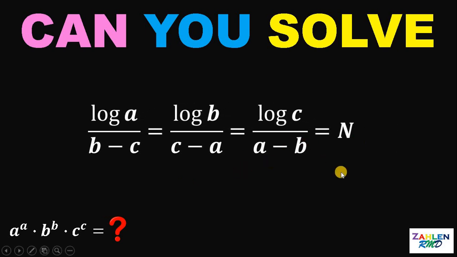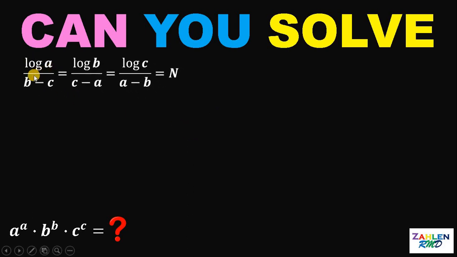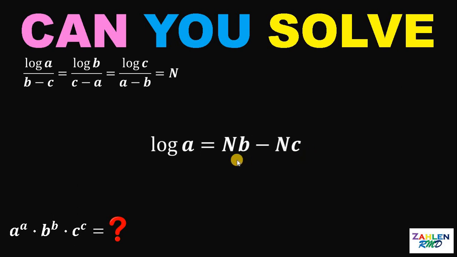Now, let's set aside this equation and consider first the term log of a over b minus c and this variable n. So we have log of a over b minus c equals n. Now let's multiply both sides by b minus c. Now let's distribute this n. So the right hand side becomes nb minus n times c.